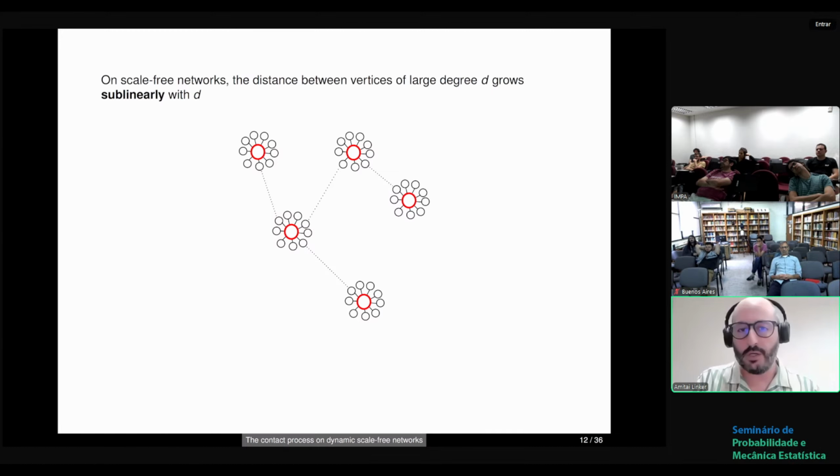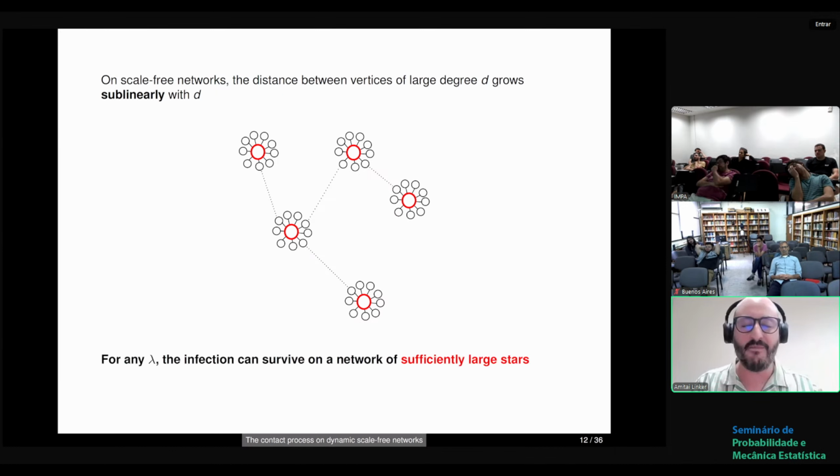However, on scale-free networks, what I told you before is that these very large degree vertices are not so far away, right? The distance grows sublinearly with the degree d. So if you take d very large, what you are effectively doing is selecting fewer stars with larger degree, which can survive exponentially long, very, very long, but whose distance also grows, though it doesn't grow as fast.